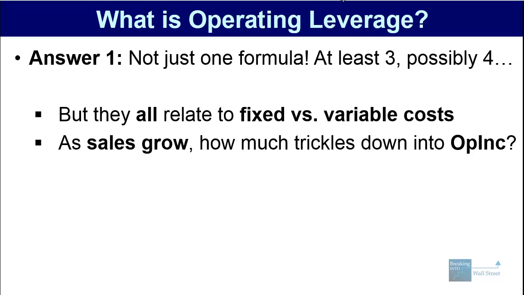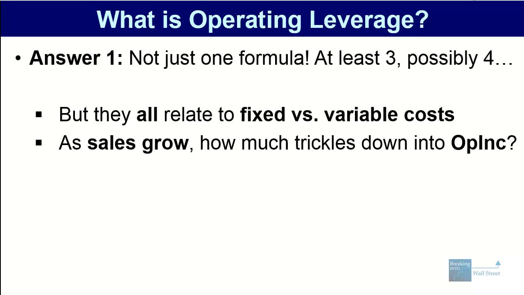The main question that you're trying to answer with operating leverage is, as a company's sales grow, how much of that growth actually trickles down into operating income? If a company has high operating leverage, then as its sales grow, a lot of those increased sales will translate into operating income and into increased profits for the company. If a company has low operating leverage, then that's not going to be true to the same extent. So as its sales grow, its operating income will also grow, but it is going to grow by less than it would if it had high operating leverage instead. So that's the first answer to this question.